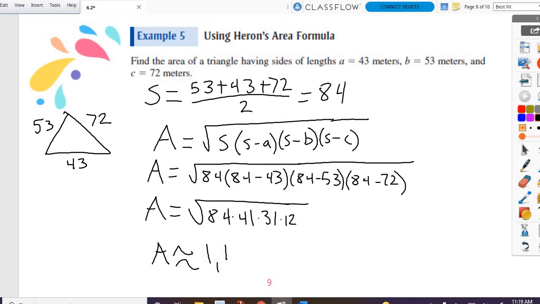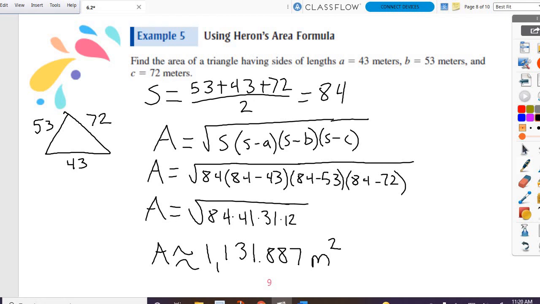1,131. 31 point what? 887. 887, and we are in meters squared. Why do I get meters squared when I'm multiplying lots of things together? Because you're multiplying meters together. And then meters times meters. How many meters am I multiplying together though?